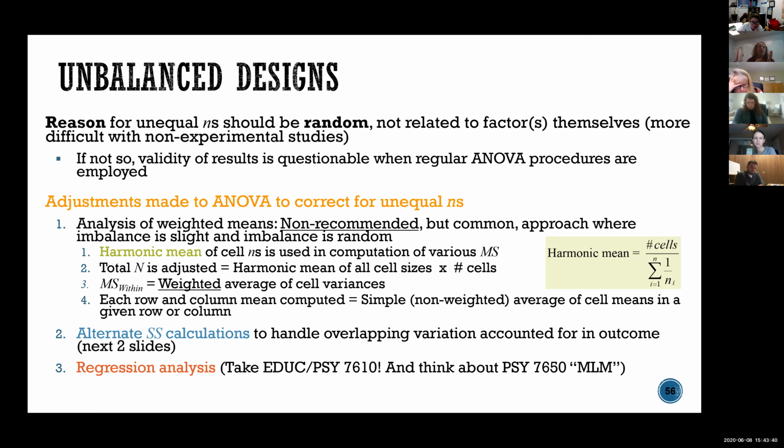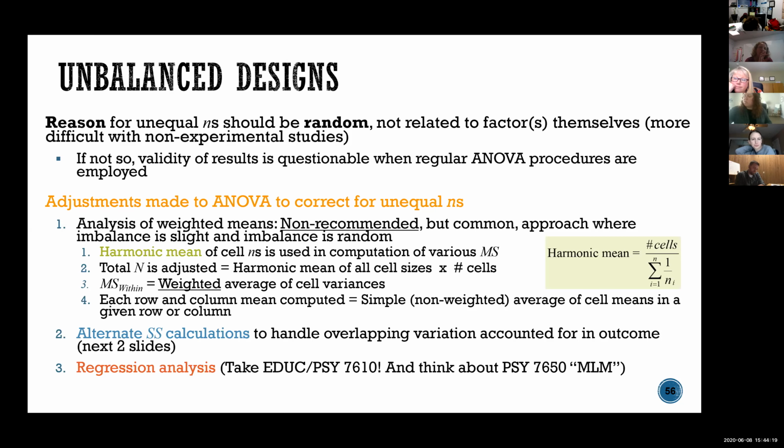I find the bigger problem when you have human subject design is homogeny of variance is often violated. And homogeny of variance violation is more of a concern with an ANOVA. And so the best thing to do if you violate homogeny of variance is don't do an ANOVA, do regression. And that's the next class you're gonna take, right? We're all gonna take regression next, 7610. And even think about multi-level modeling, 7650, that I teach in the fall. It's a great class. It offers alternatives that don't rely on homogeny of variance and don't mandate equal size samples.